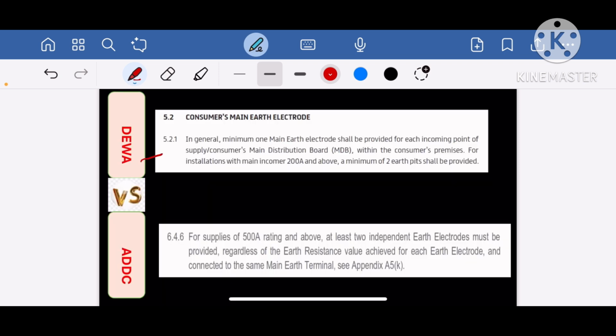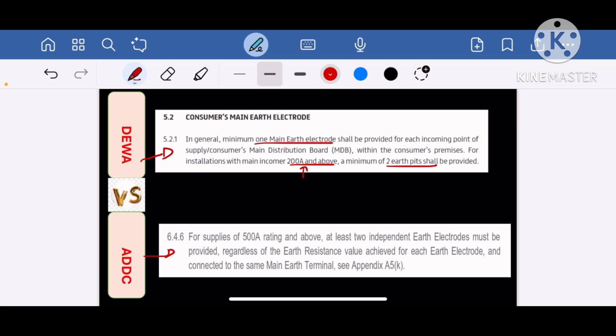Here I added a screenshot from DEWA and ADDC regulation stating the same, that if the MDB rating is 200 and above, then 2 earth pit required, and if it is less than 200, then one earth pit is required. One main earth electrode is required when the incomer rating is less than 200 ampere.